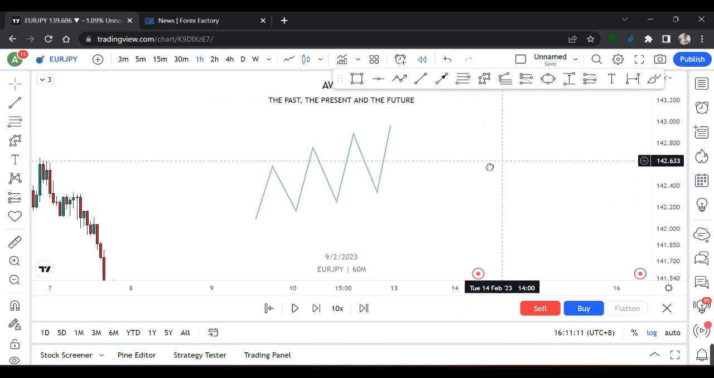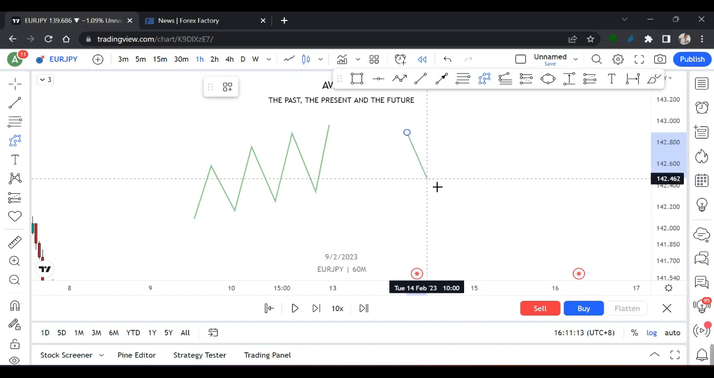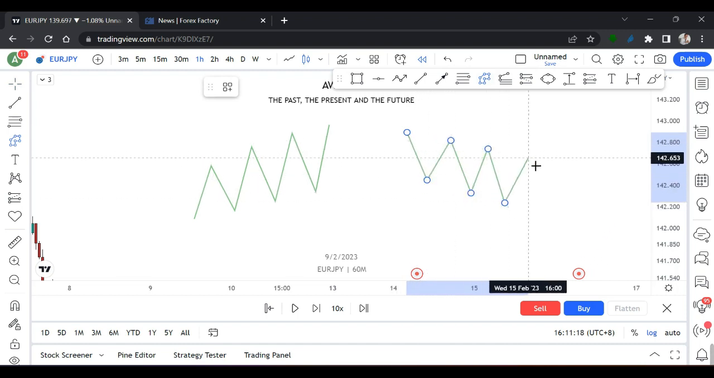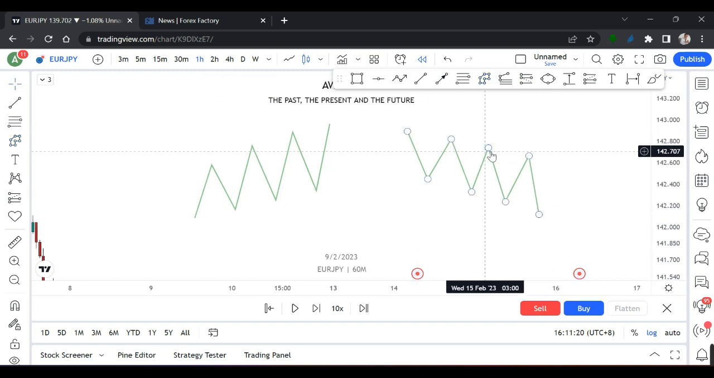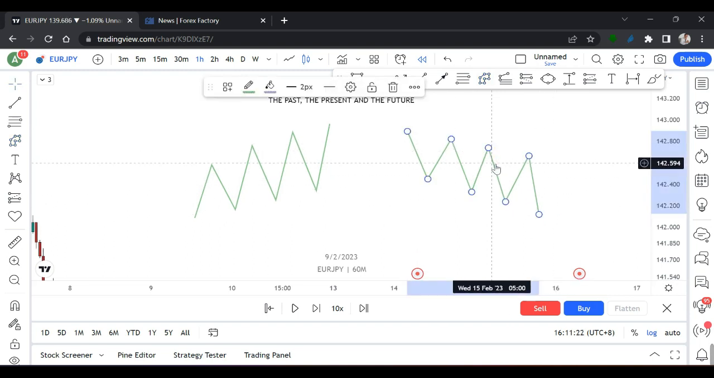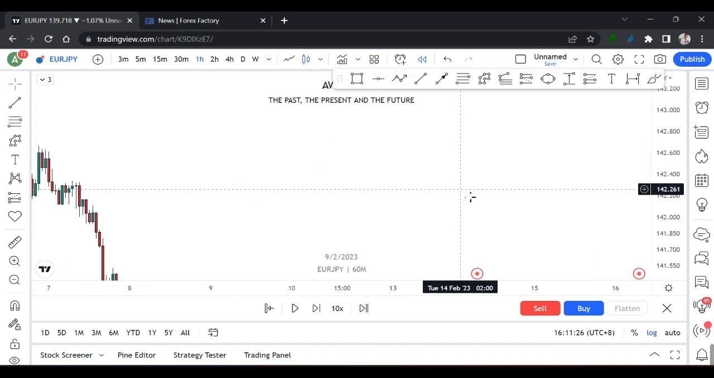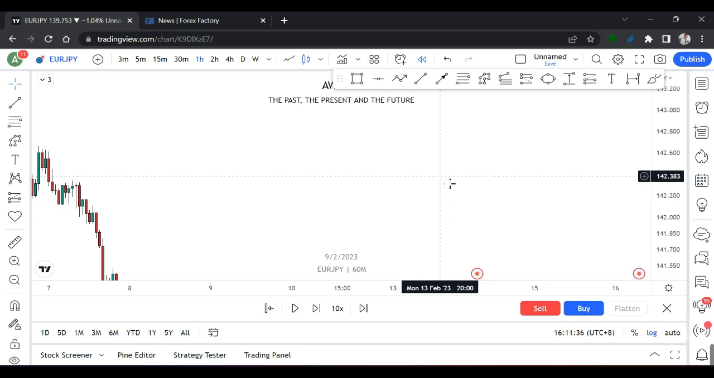Now let me do a downtrend. It's the same thing, but this time around it's the supply zone. It's a downtrend where the supply zones have been consumed. This can happen on the weekly, daily, 4 hour, 1 hour, 30 minute, 5 minute, or even 1 minute chart. It can happen at any time frame.